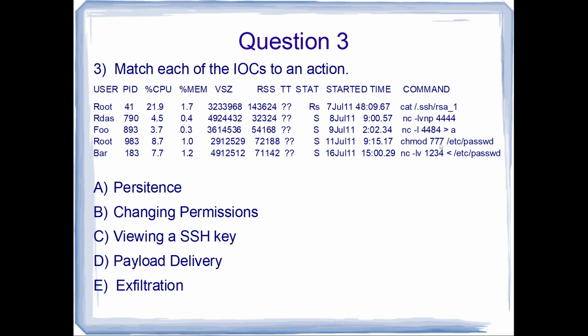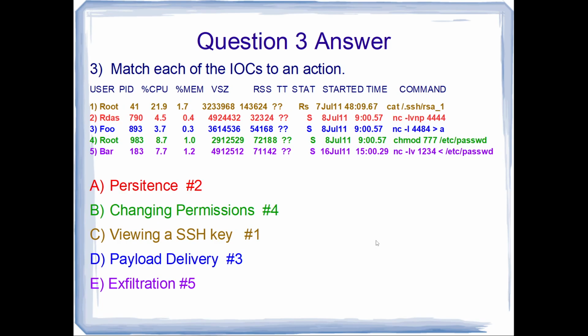That would have been a good idea for me to put it on the next line, but maybe next time. So here's kind of a color-coded version of what these things are. So we're viewing the SSH key up here with cat. We're using chmod here to change the permissions of a file. We're using netcat on this just to listen on this port.